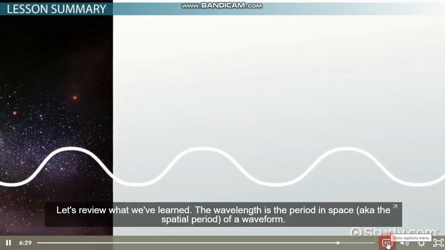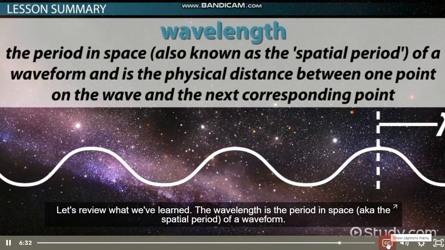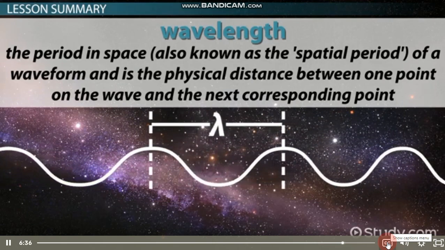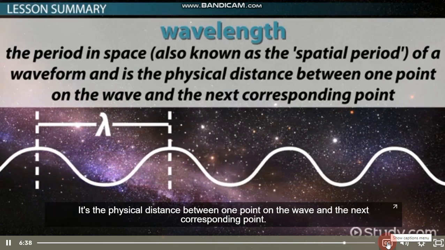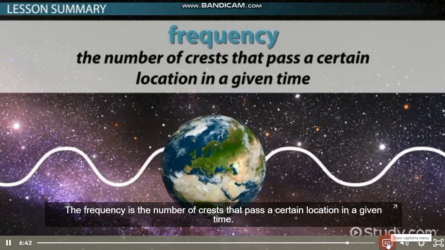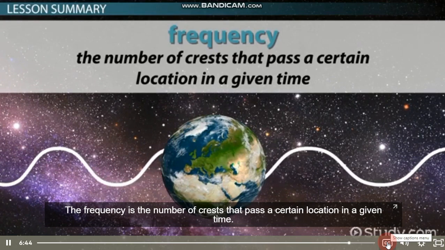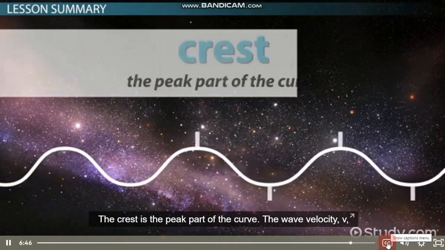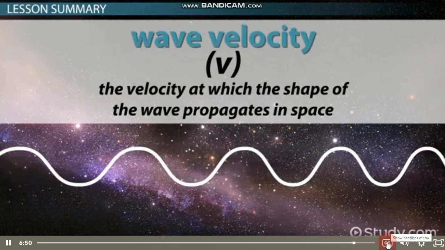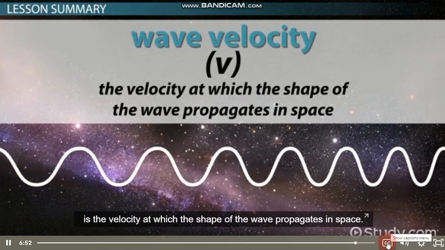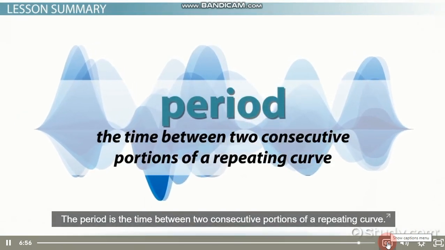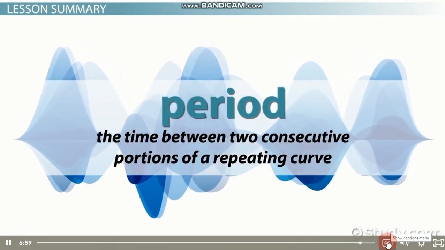Let's review what we've learned. The wavelength is the period in space, also known as the spatial period, of a waveform, and is the physical distance between one point on the wave and the next corresponding point. The frequency is the number of crests that pass a certain location in a given time. The crest is the peak part of the curve. The wave velocity, v, is the velocity at which the shape of the wave propagates in space. The period is the time between two consecutive portions of a repeating curve.